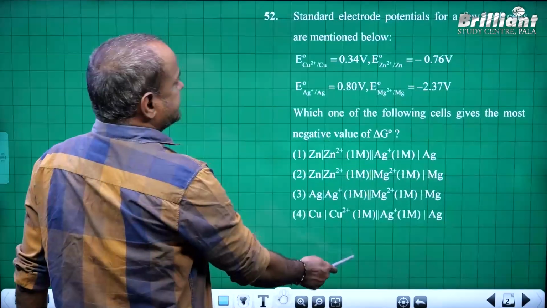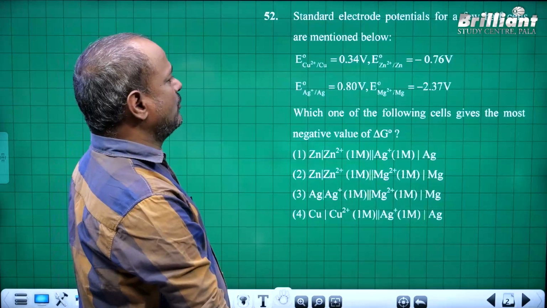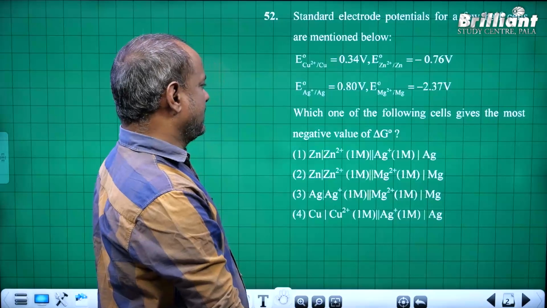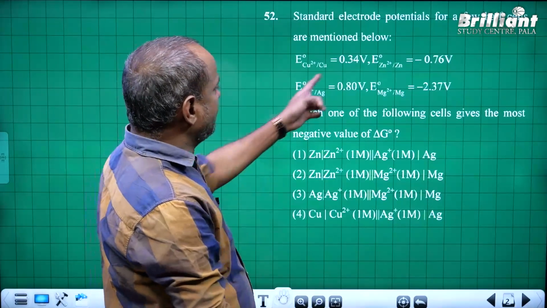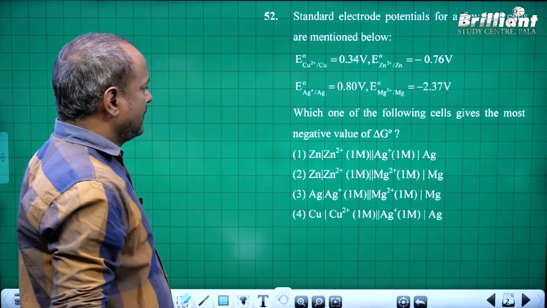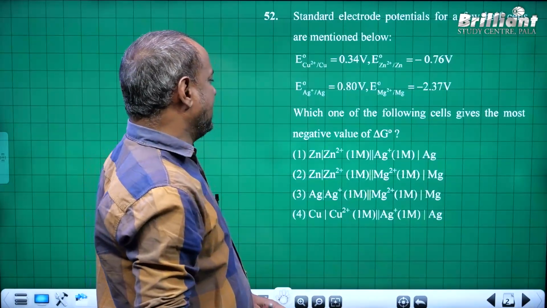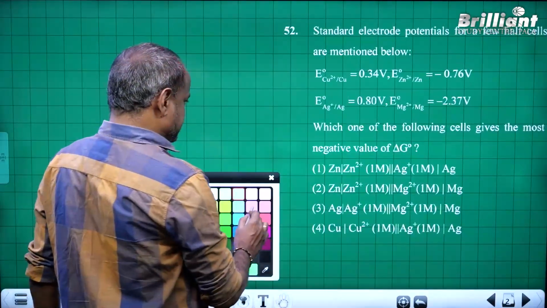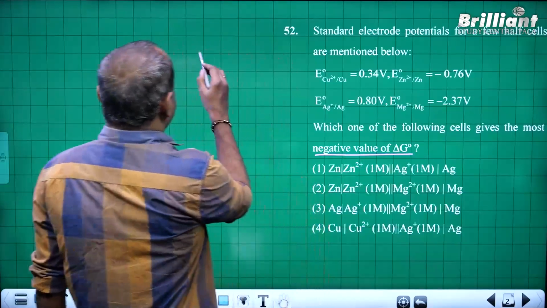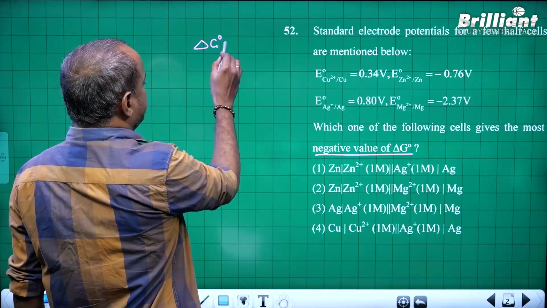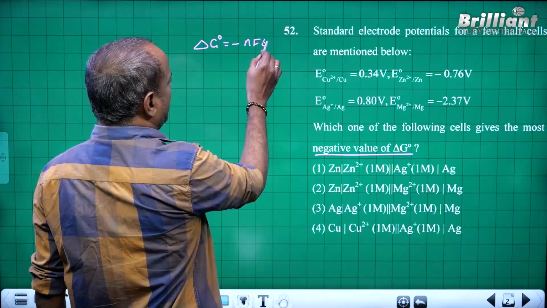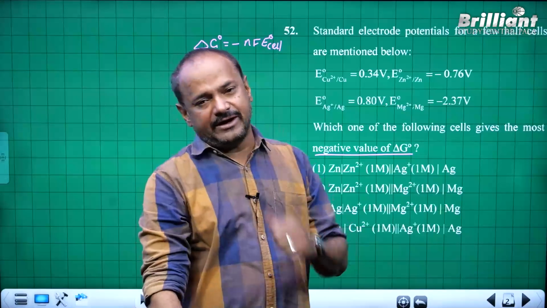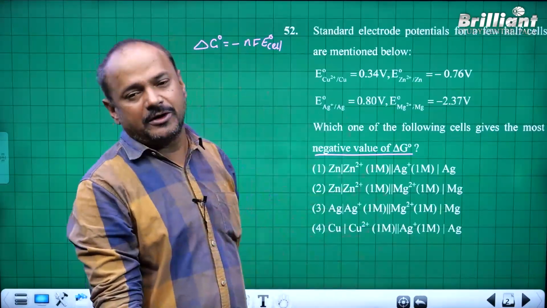Next one, standard electrode potential of few half cells given here. Copper, zinc, silver, magnesium, all of them SRP only, redox potentials. Cells gives most negative value of delta G naught. Delta G naught is equal to minus nF E naught of cell. So to get most negative value of delta G naught, E naught should be more positive value.